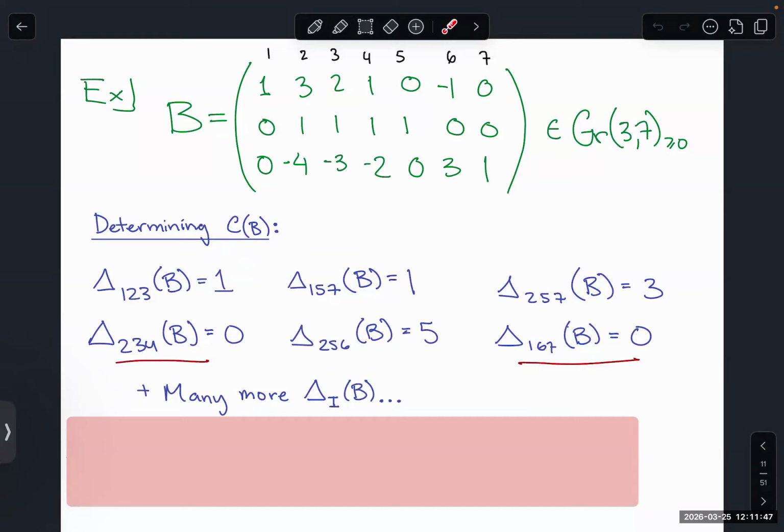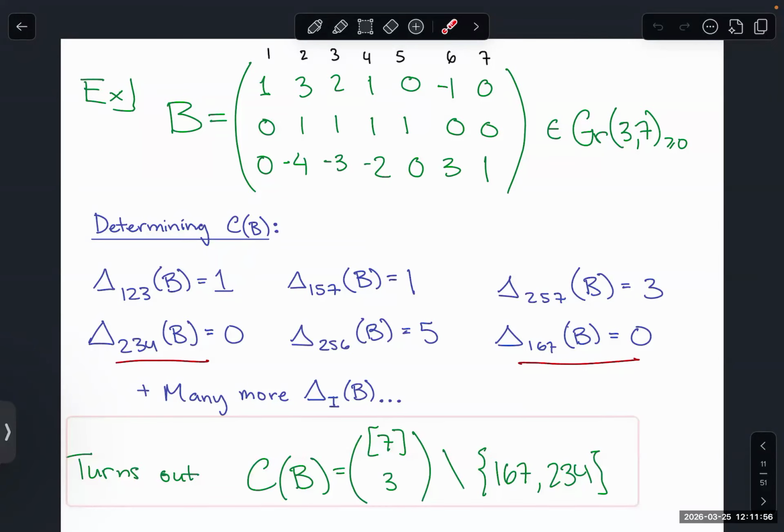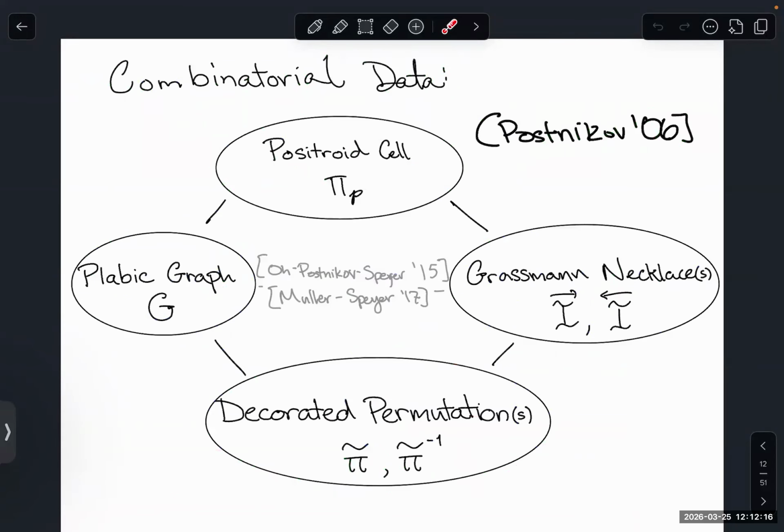But it turns out there's 7 choose 3, so 35 of these maximal minors to check. And hopefully there's a better way of figuring this out. It does turn out that the two that I've shown that are vanishing are the only two. So when we take the complete uniform matroid, the only two k-subsets we have to throw away are 1, 6, 7, and 2, 3, 4. But there is some data that can ease that calculation.